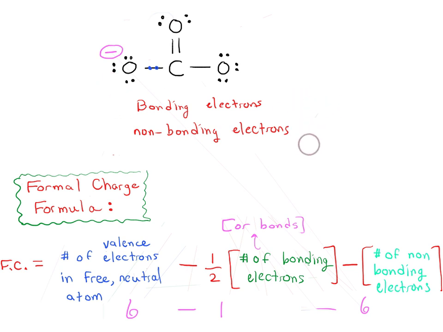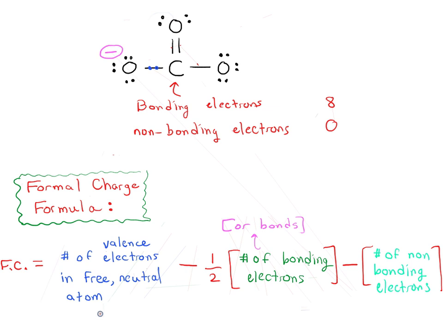Next, let's look at the carbon in the middle. Bonding electrons: there are 2 in each bond, so 2, 4, 6, 8. A total of 8 bonding electrons. Non-bonding electrons, well, there's none, right? It's got 8 bonding electrons in total. If it had any non-bonding electrons, that would break the octet rule. We don't have any lone pairs, so that is 0.